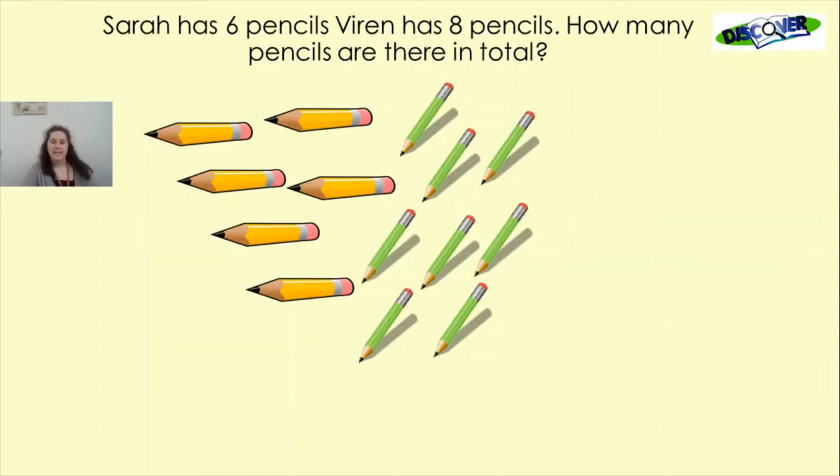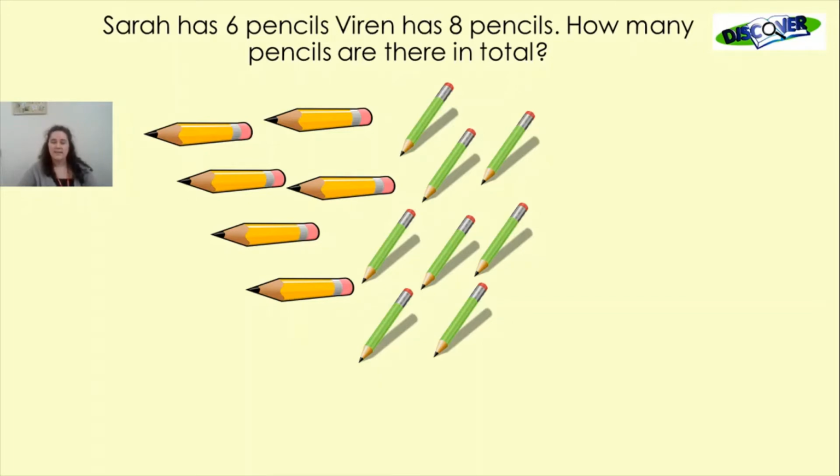Right, let's see what we're doing for today. Let's discover today's learning. We'll begin by reading our question. Sarah has 6 pencils. Viren has 8 pencils. How many pencils are there in total? Also, in total tells me that this is going to be a question where we are adding. Can you pause the video here quickly and see if you can use the information on the screen to find out what the number sentence we could write from this question is?